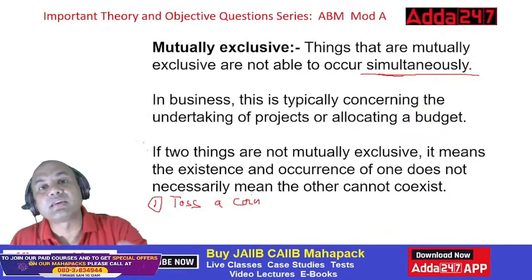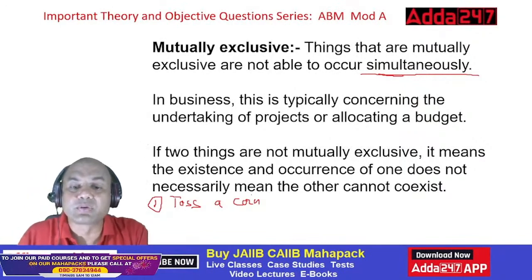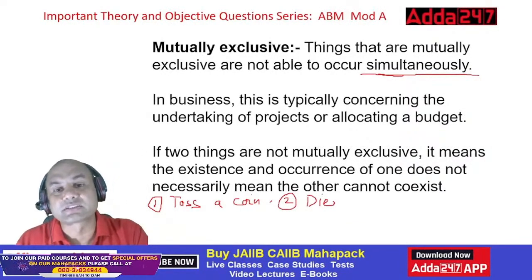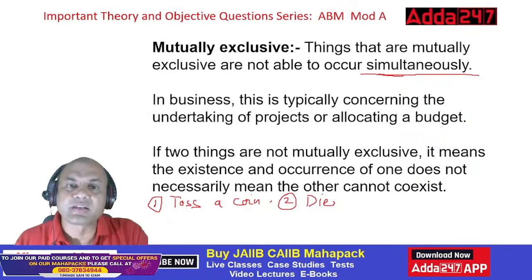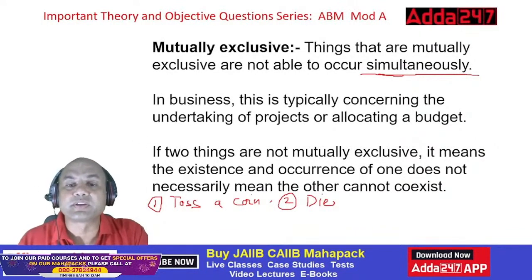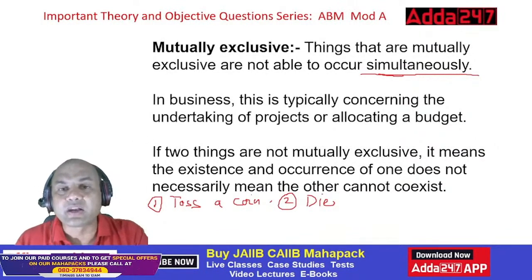It can be, suppose, dice which we throw during our school days. We played that dice, right? Throwing a die, 1 to 6, so that is again a die, isn't it? So that is mutually exclusive events. What does it mean? Coin head or tail can never occur at one time.